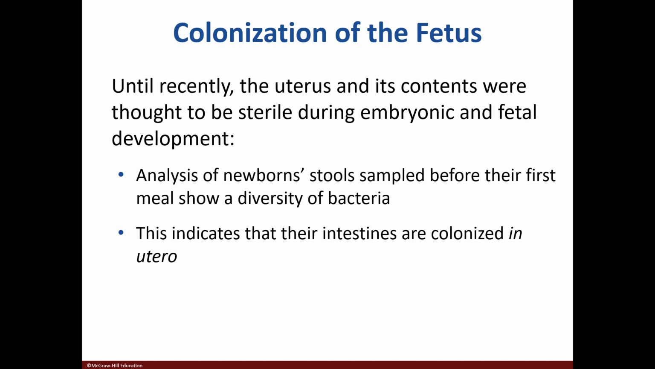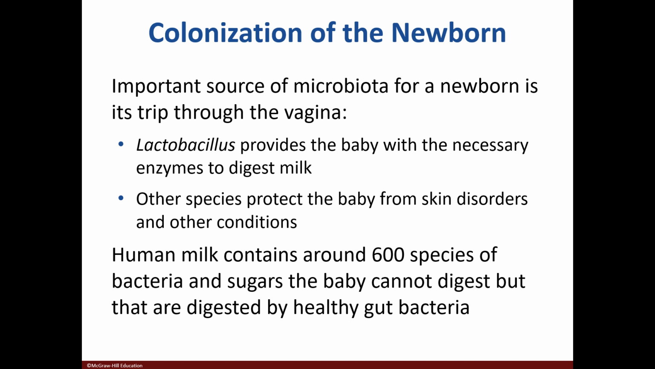It wasn't until recently that researchers discovered that the uterus is not sterile like they once believed. Stool samples from newborns prior to their first meal show the presence of bacteria, which indicates their intestines were colonized in the womb. Another route that a newborn is colonized with microbes is through a vaginal birth. The lactobacillus bacteria help the newborn to digest milk, and others have different protective mechanisms. Those born by C-sections have different gut microbiomes initially.